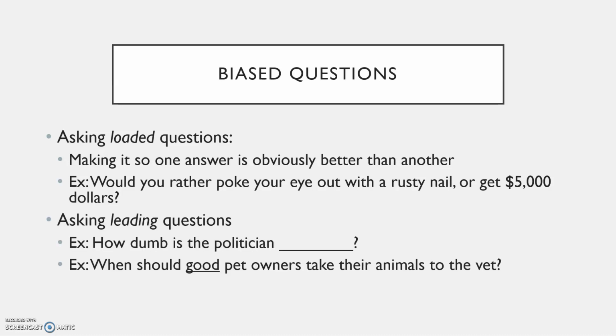And then asking leading questions. How dumb is the politician blank? That's a loaded question. You're adding emotional load, and you're leading them to a certain answer. Kind of like King George. And when should good pet owners take the animals to the vet? You're implying that if you're not a good pet owner, you don't take your animal to the vet, or if you don't take your animal to the vet, you're not a good pet owner. People are going to be more predisposed to saying, oh, all the time, because they want to be considered a good pet owner. There's that.